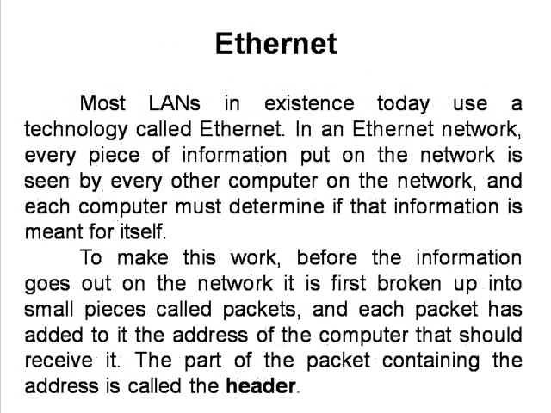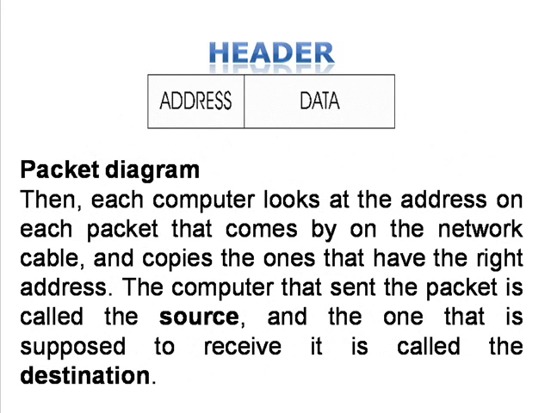Ethernet. Most LANs in existence today use a technology called Ethernet. In an Ethernet network, every piece of information put on a network is seen by every other computer on the network, and each computer must determine if that information is meant for itself. Packet diagram. Then, each computer looks at the address on each packet that comes by on a network cable.